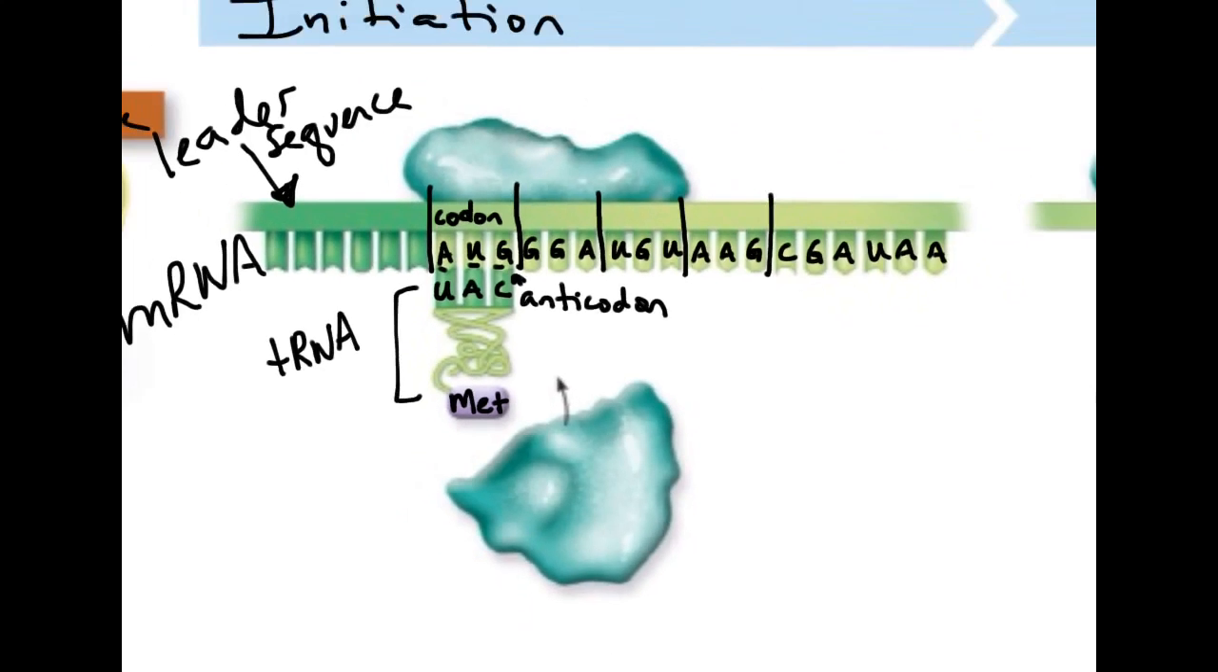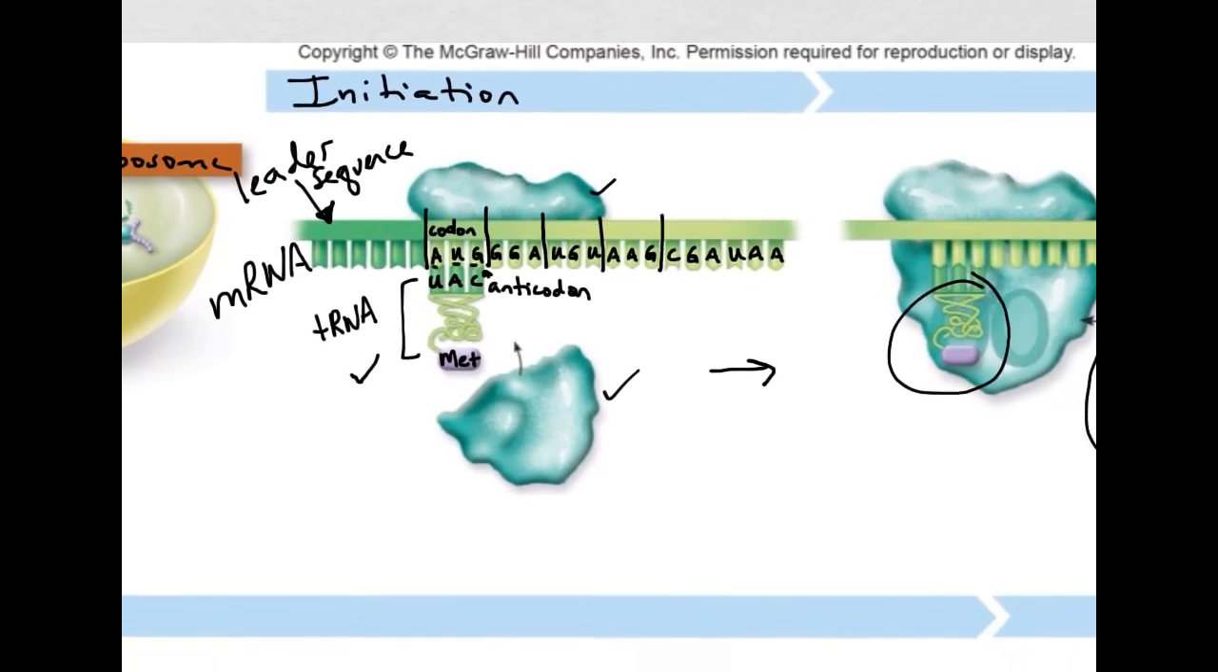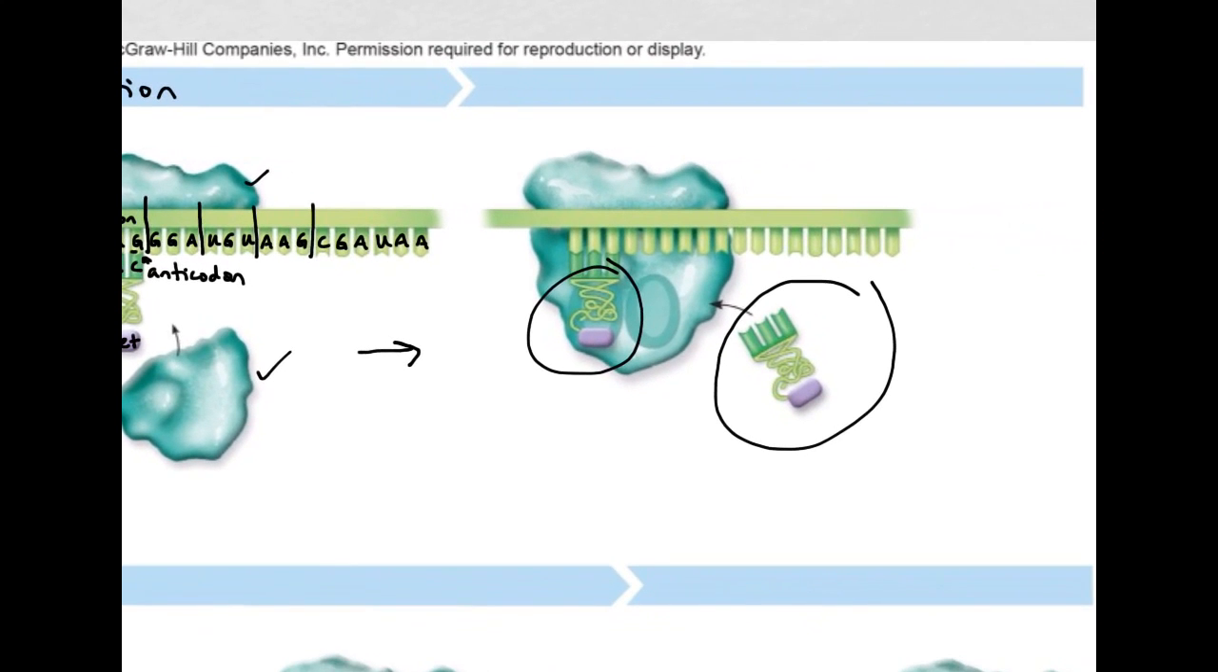So we've got the mRNA attached to the small subunit. We've got the first tRNA bringing in the first amino acid, methionine. And then the large subunit will attach, almost like clamping into place. So then we can move to the next step. The next step is called elongation. We're going to elongate the protein.